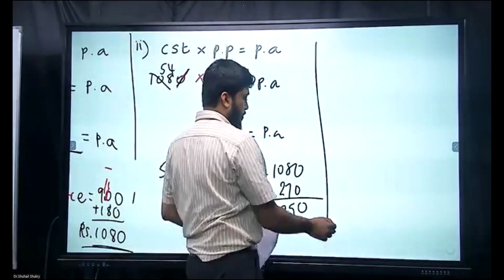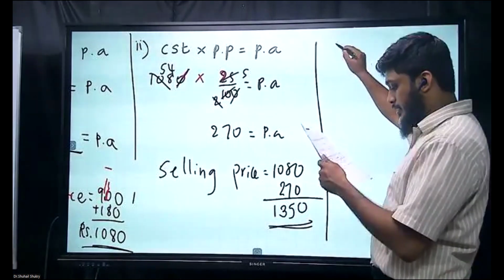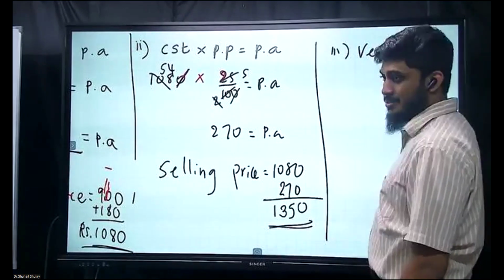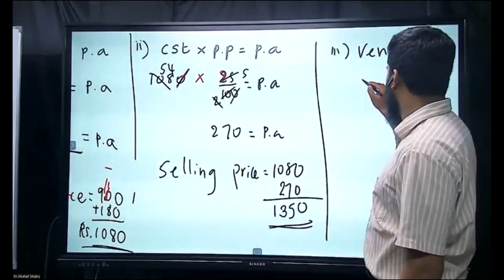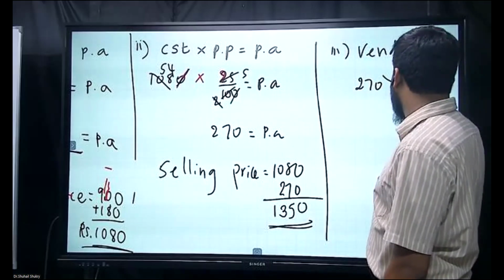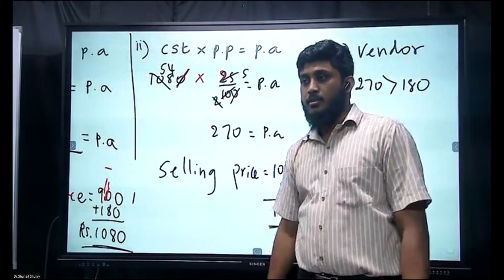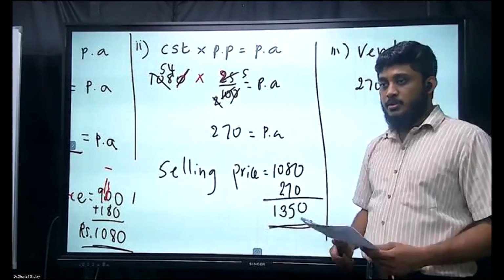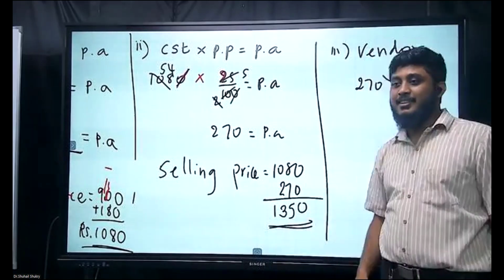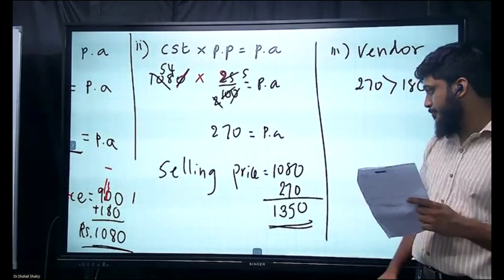Normally you can write for the profit together. Manufacturer, vendor. Vendor means a person who sells things. So you have to write vendor, because 270 is greater than 180. This is the reason, nothing else to write. Just write vendor and you can write 270 greater than 180, right? Now B part.